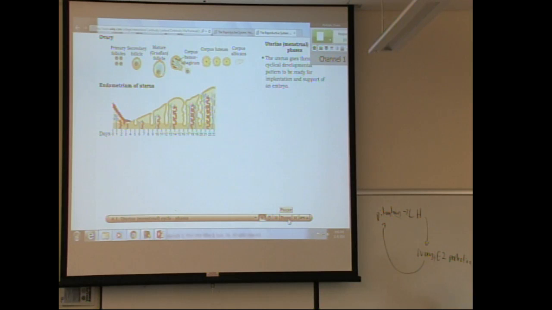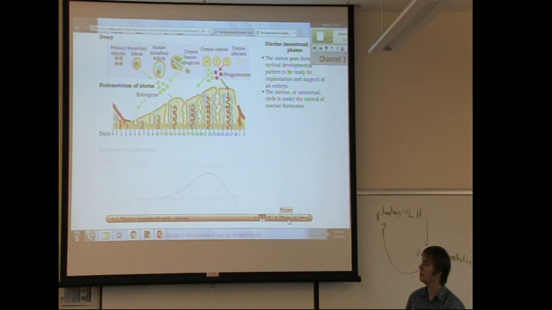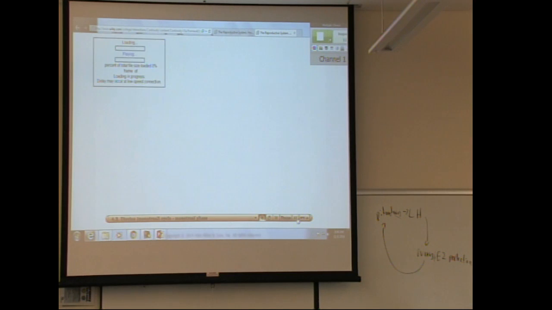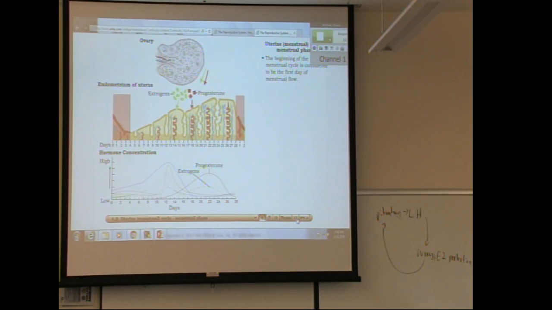The uterus goes through a cyclical developmental pattern to be ready for implantation and support of an embryo. The uterine or menstrual cycle is under the control of ovarian hormones. The uterine cycle also has 3 phases: the menstrual phase, the proliferative phase, and the secretory phase. Right? So let's see these phases. By convention, the beginning of the menstrual cycle is considered to be the first day of the menstrual flow. Changes in the endometrium are triggered by changes in levels of ovarian hormones.